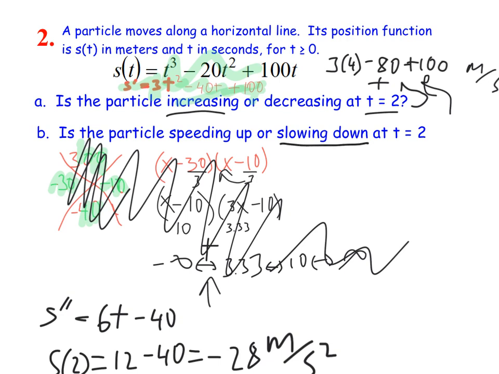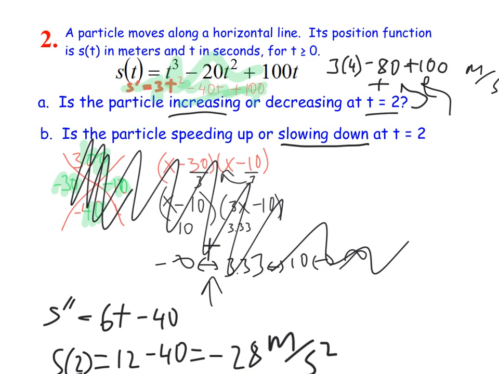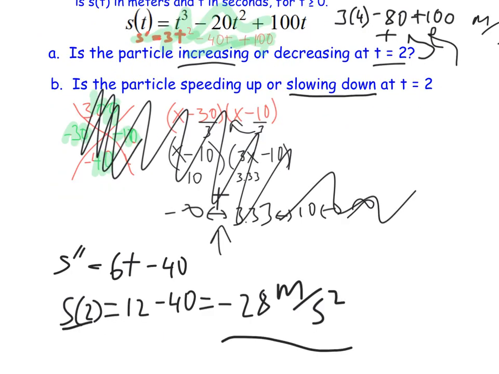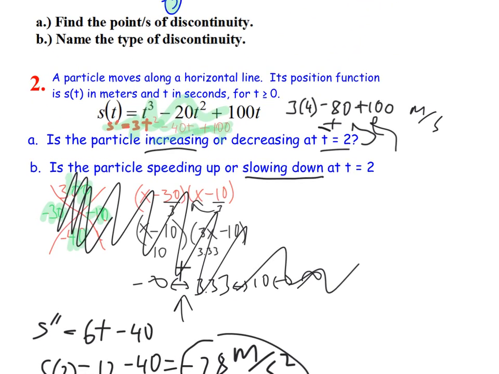We talked about it in the past. When the velocity and acceleration have opposite signs, then that's a slowdown. If the velocity and acceleration have the same sign, that would be speeding up. So that being said, what is it doing? It's slowing down, because the acceleration, the second derivative, is negative, but the first derivative is positive.